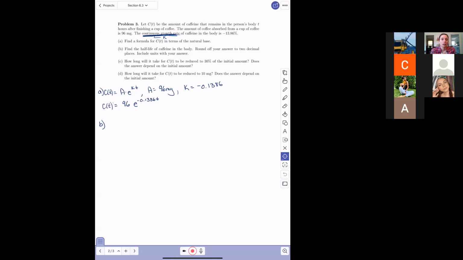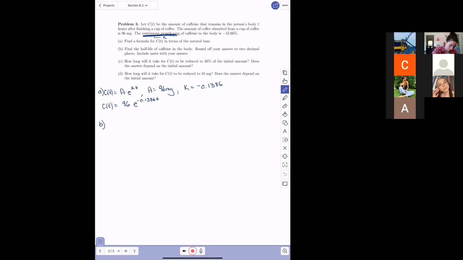All right. Problem B. Find the half-life of caffeine in the body. Round off your answers to 2 decimal places. Include units with your answers. Okay, so similar to doubling time, half-life is the amount of time that it takes for the initial value to be cut in half.